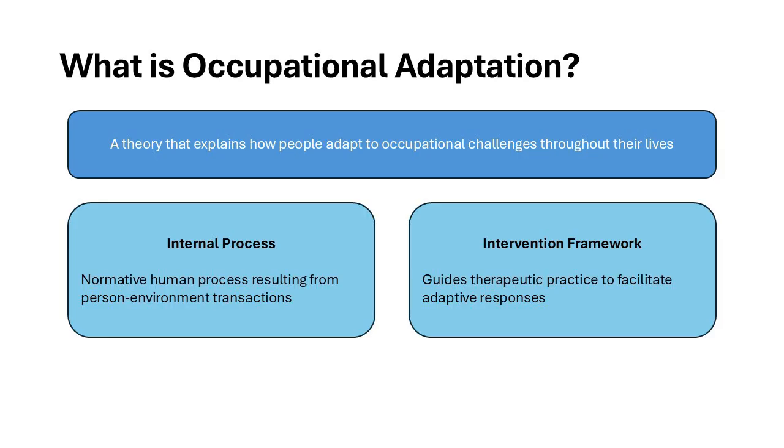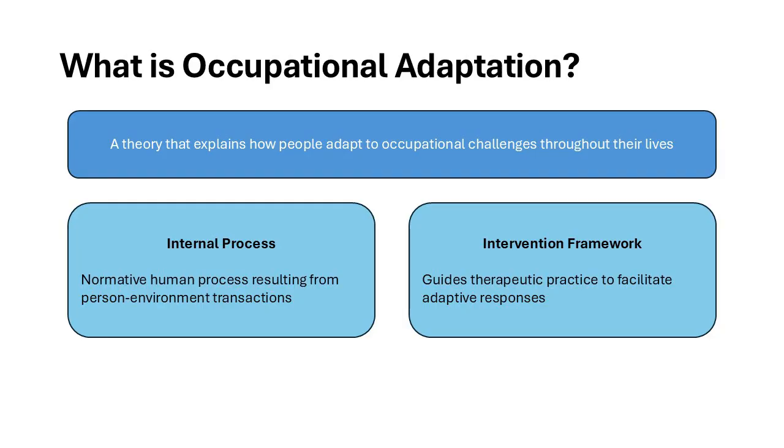So the source material, Willard and Spackman, lays out three facets. First, it's fundamentally an internal process. It's what's going on inside the person when they face a challenge. Deep inside. Second, it's a normative human process, meaning it's normal, it's expected, it happens naturally from that back and forth between a person and their environment. We all do it all the time. It's just part of being human. And third, it's an intervention framework. This is the part we use, the structure for therapy, guiding how we facilitate those internal adaptive responses.